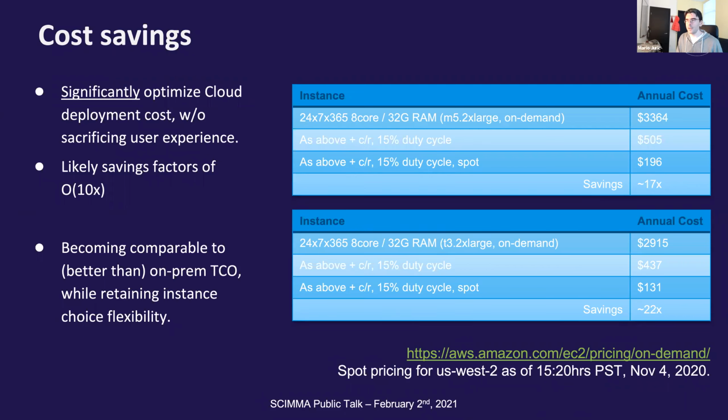And this is not theory. We've actually measured this and tried this out. So this is potentially fantastic. You're talking about giving the user a feel of working on an 8-core, 32 gig of RAM machine, and it costs you on the order of a couple $100 per year, which becomes comparable to running this on premise.